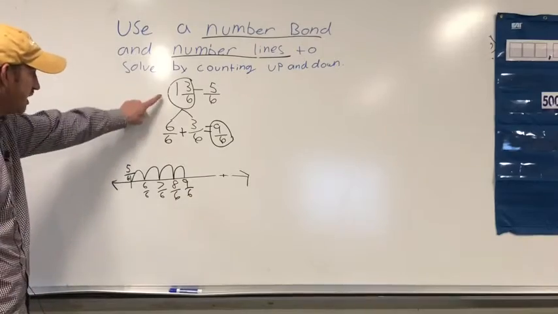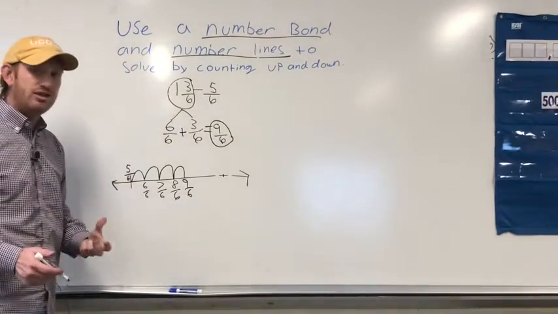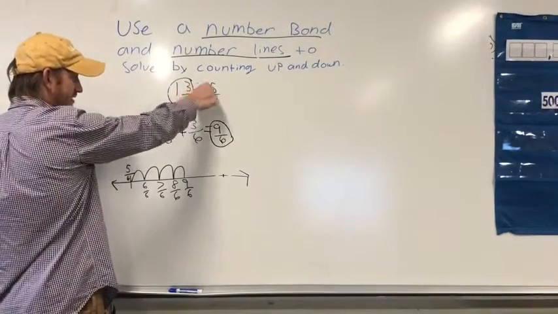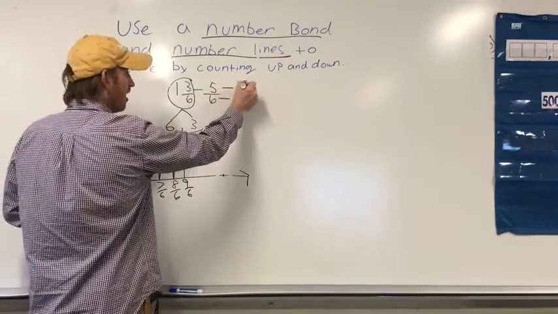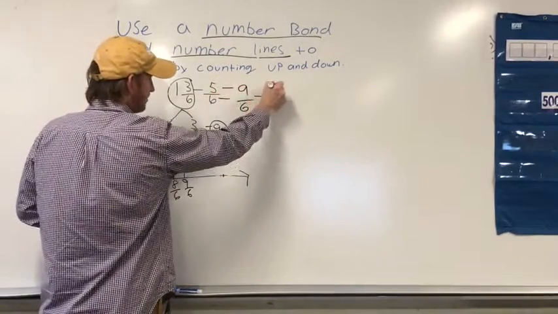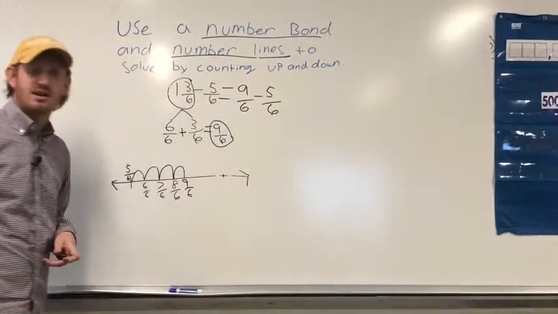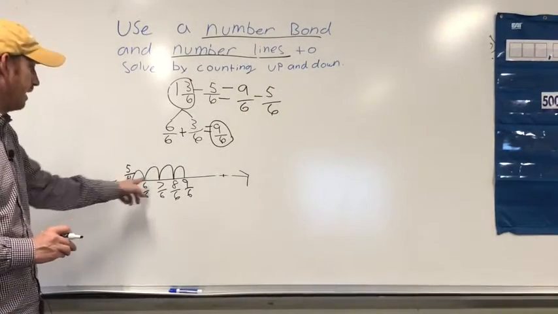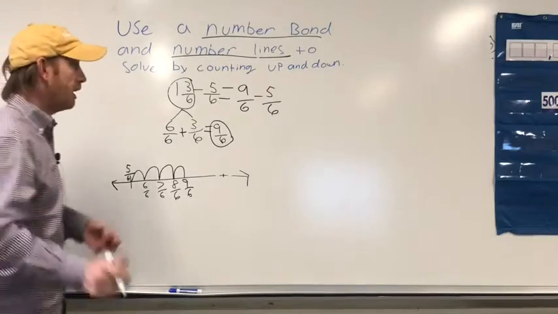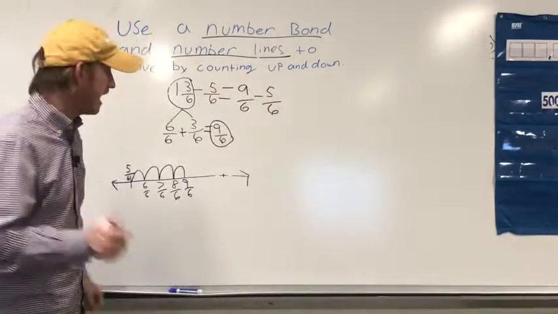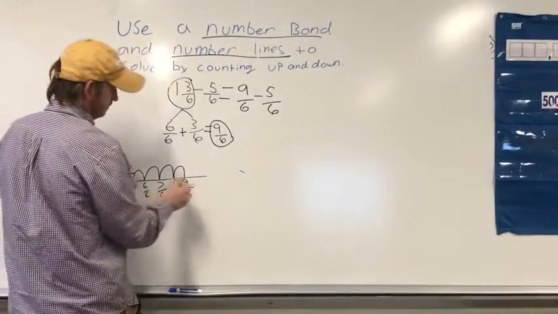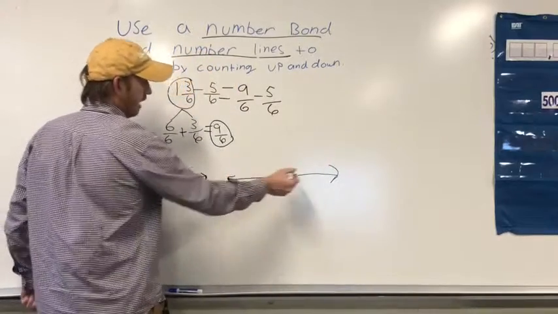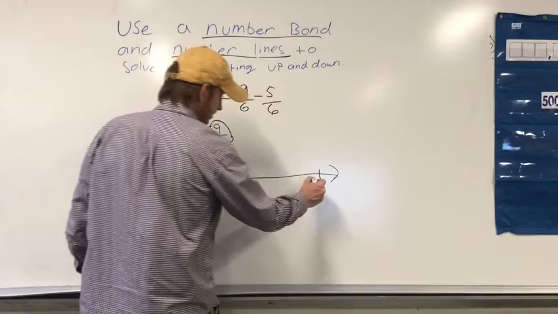So what I did was I used my number bond to make my equation be in like units, to change my equation from 1 3/6 minus 5/6 to 9/6 minus 5/6. Then I use that easier equation with like units to make a number line and count up. But the problem also asks us to count down. So we're going to do that as well. In order to do that, we'll make our number line, and we'll start at 9 over 6.